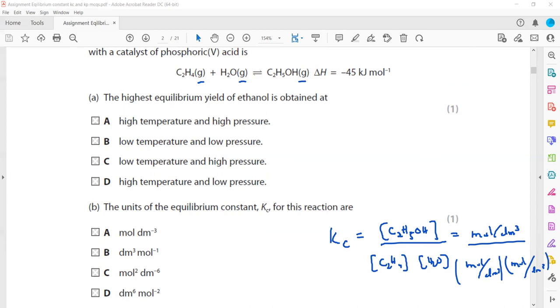Question 1, part B. B will be the right one because mole per dm cube will cancel with mole per dm cube. This will move to the numerator, so it is equal to 1 divided by mole per decimeter cube. When we simplify, it will be dm cube divided by mole, and then mole will move to the numerator. So it will be dm cube mole inverse. That's why B is the right answer.